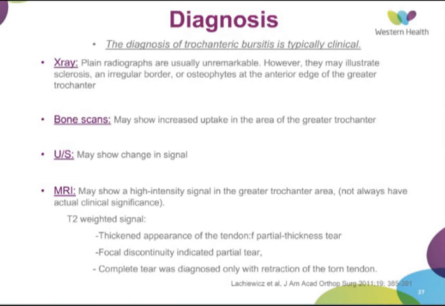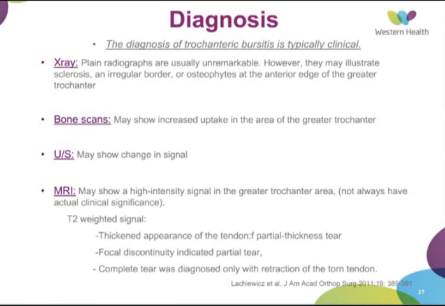MRI is a test that's been used widely. It can show a high intensity signal in the greater trochanteric area, but this change of signal is not always clinically significant. The T2-weighted images are the best images to have a look at and diagnose the problem.